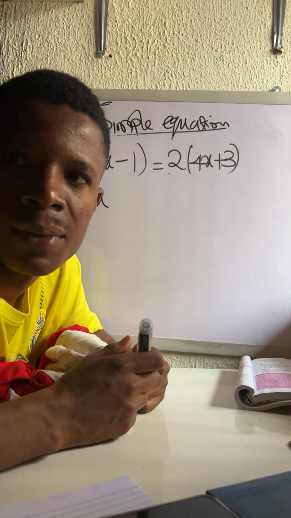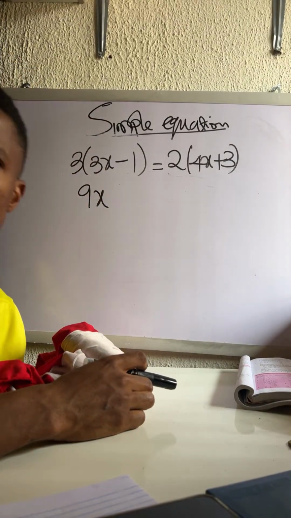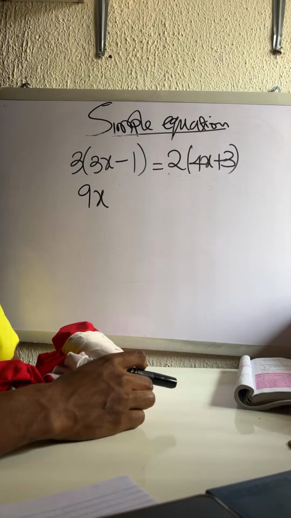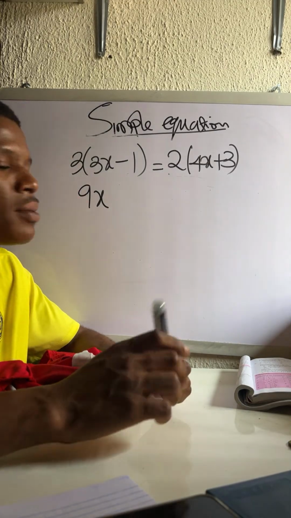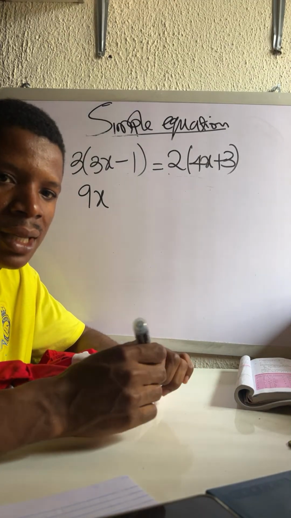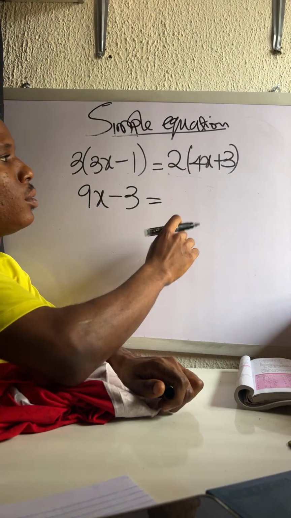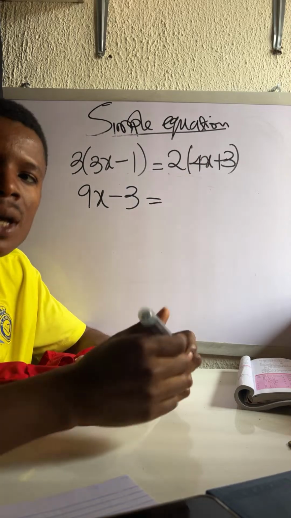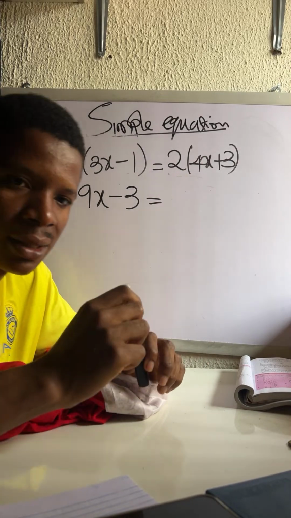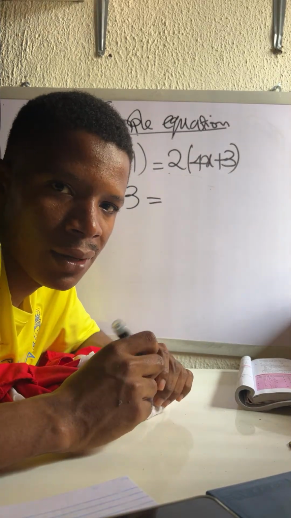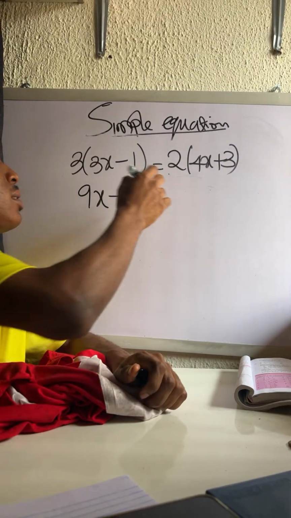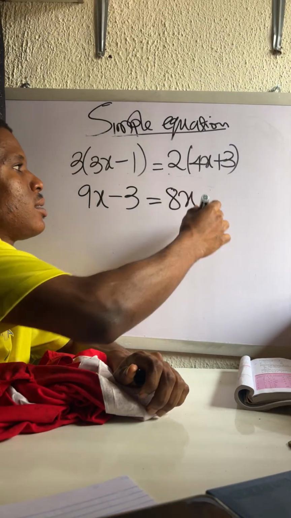Then we do 3 times minus 1. What is 3 times minus 1? 3 times minus 1 is minus 3. And that's equal to 2 times 4x. What is 2 times 4x? 2 times 4x is 8x.